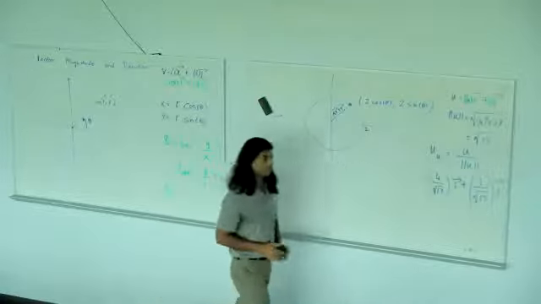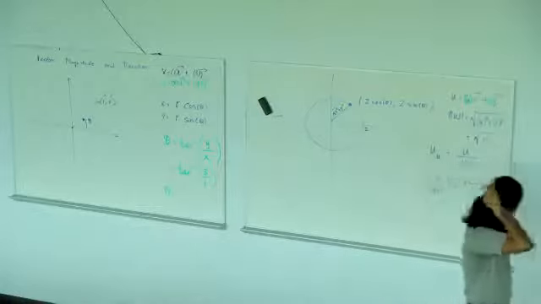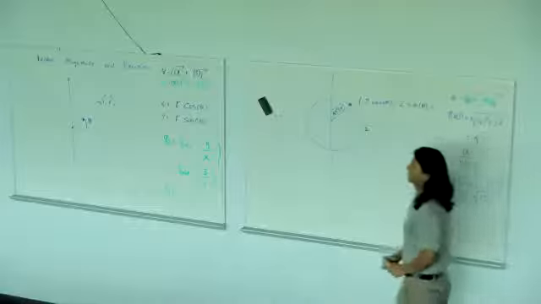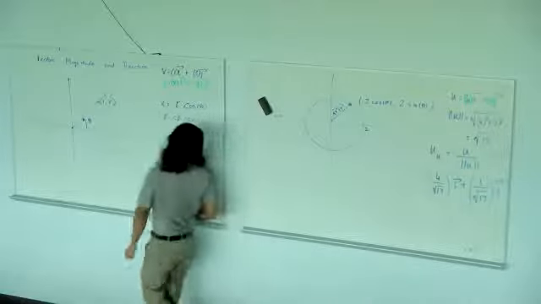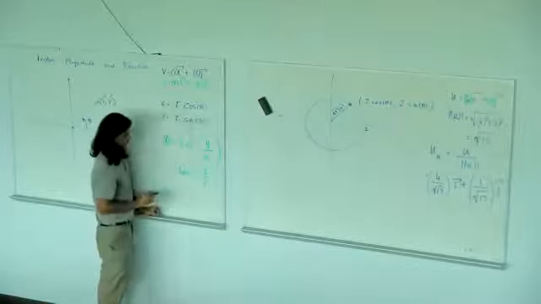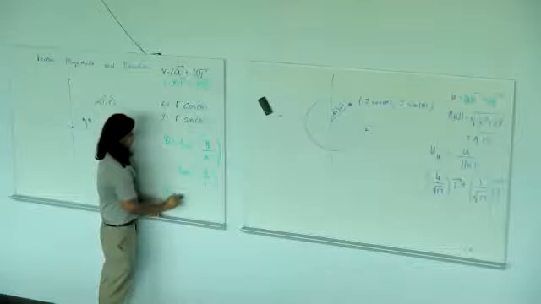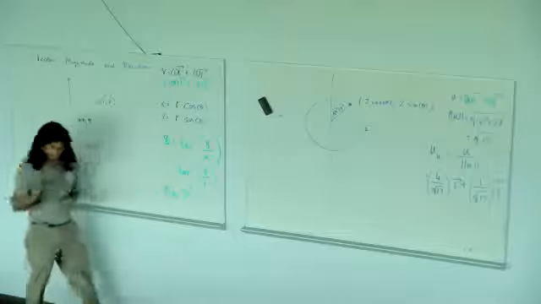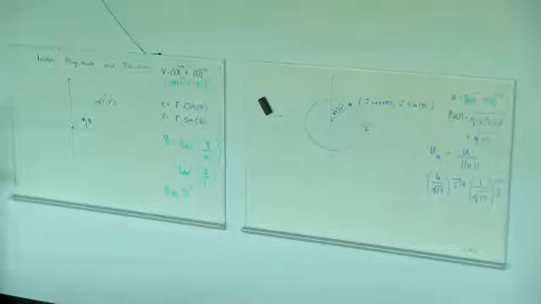Tangent inverse of 3. What do we get? 72-ish. I'll approximate it and call it 72. So I found theta to be 72 degrees.